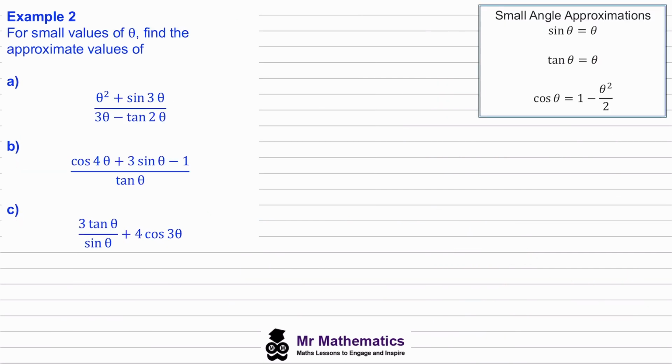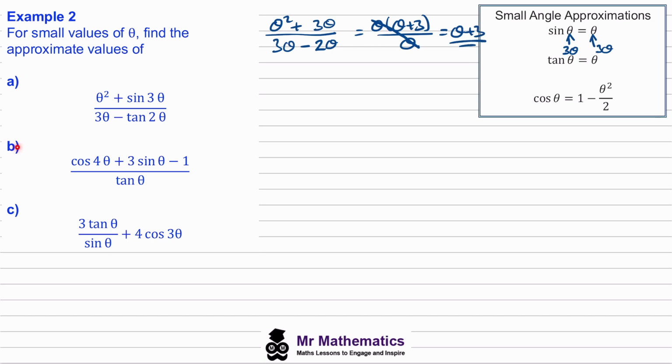So in example 2, we need to simplify each of these expressions. If we begin with this one, well, we've got theta squared plus sine 3 theta. What do you think this will simplify to? So if we're replacing this theta with 3 theta, then this will become 3 theta, okay? So we've got theta squared plus 3 theta over 3 theta minus tan 2 theta, and this will just become 2 theta. So now we can factor out our numerator, and our denominator will simplify to make theta. We can cancel these two, and we're left with theta plus 3.